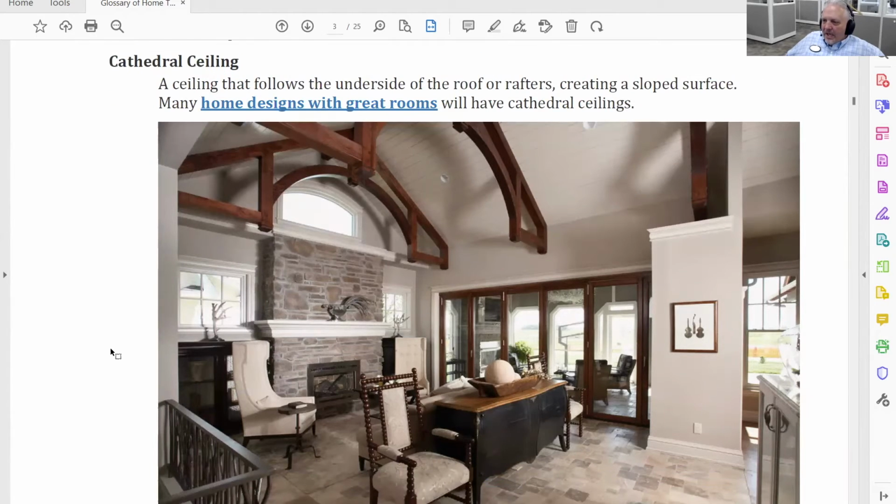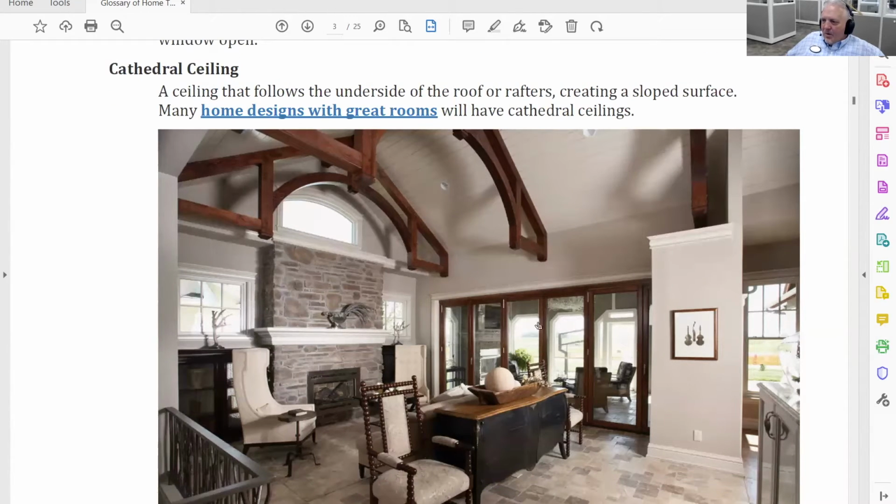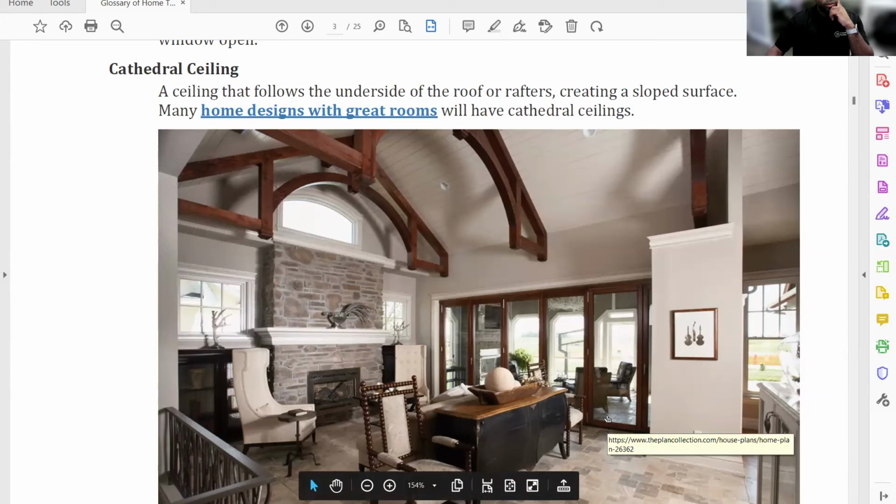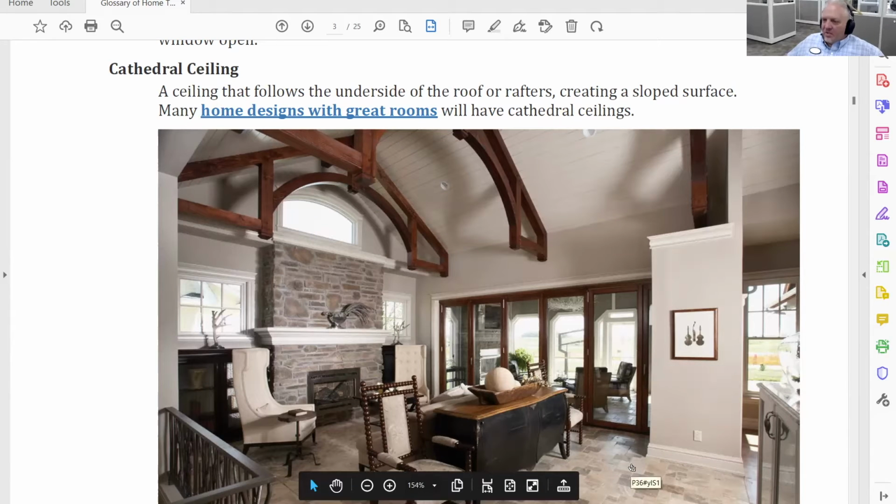So while we're looking at this, what would you call this room back here behind the glass? Sunroom. Sunroom. Yep. Conservatory. What kind of a window is this?